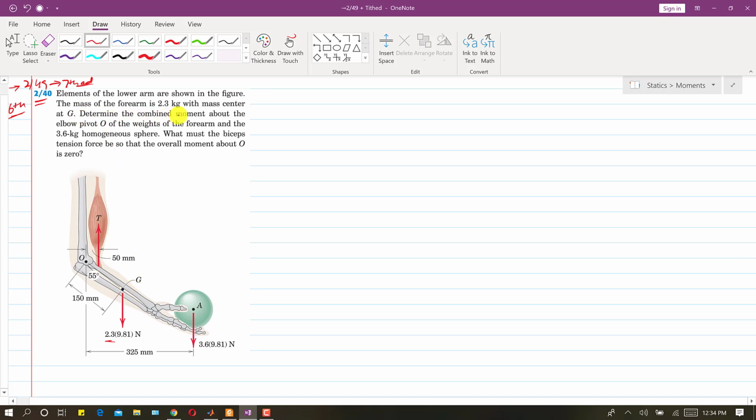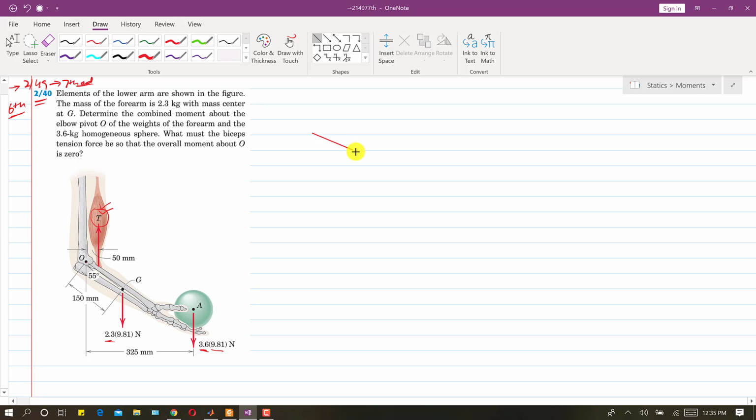It is said to determine the combined moment about the elbow O. Let's suppose this elbow is point O. So we need to find the moment of this weight of the forearm and the weight of the sphere. The weight of the sphere is 3.6 kg into 9.81. This is given. And in the second part it says, what must the bicep tension force be so that the overall moment about O is 0? So we also need to find the tension T in the biceps, how much tension should be applied by the biceps so that the moment about this point is 0. So we need to find this T as well. First we will find the combined moment of these two weights. Let me draw the free body diagram.